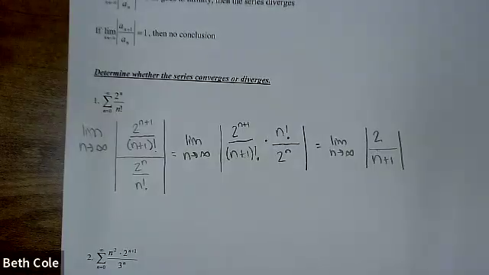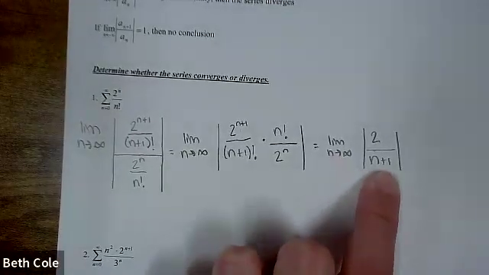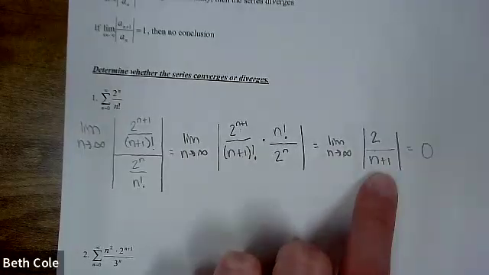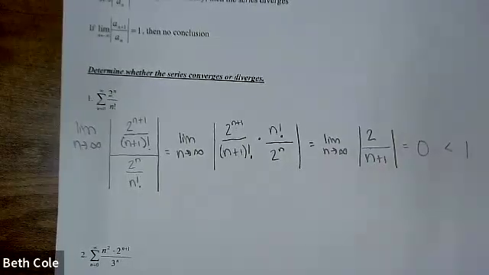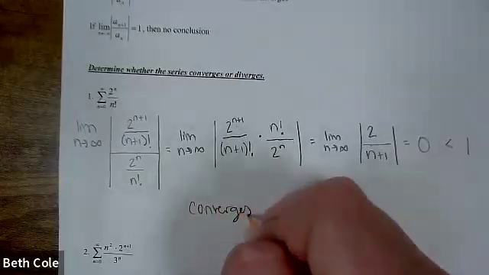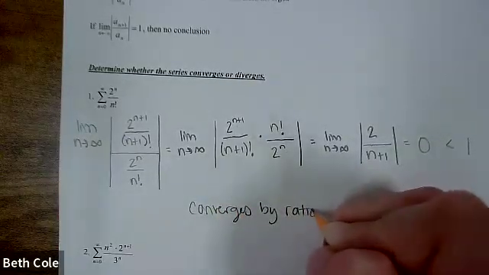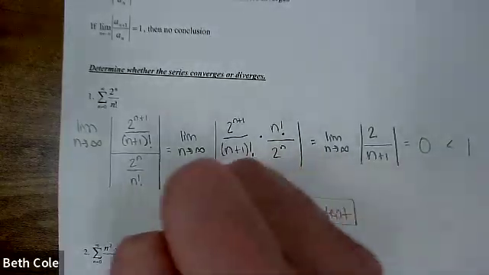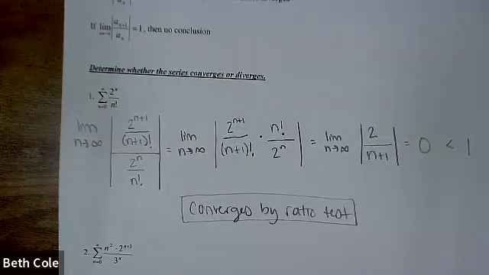All right, now we're going to evaluate the limit. As n gets bigger and bigger, the denominator gets larger and larger, and so this goes to 0, which is less than 1. So your big conclusion is converges by ratio test. We're just going to try that a few more times. That's kind of all it is. It's very procedural. It's just a little bit of writing.